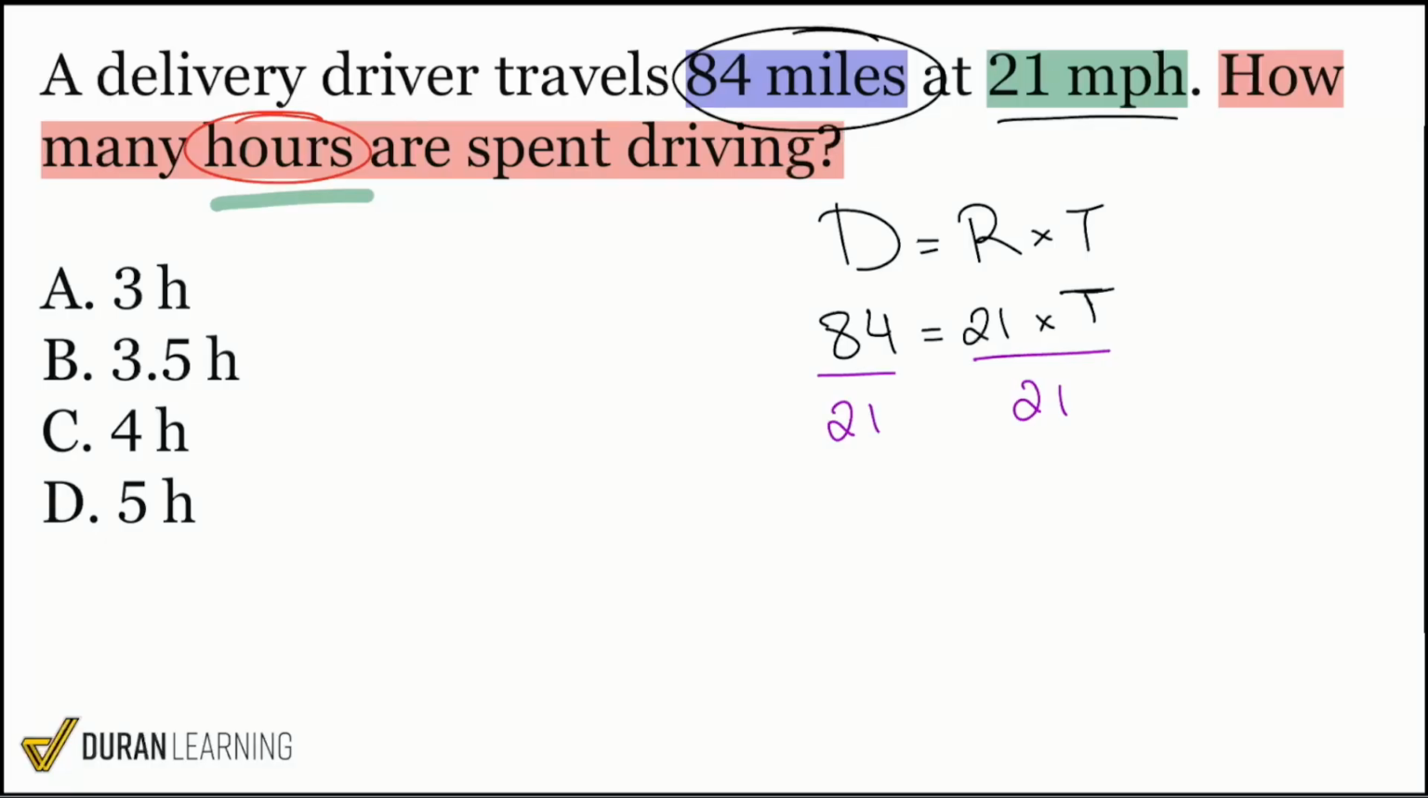Boom, right there. Noticing that it cancels out on the right side. And then we'll just divide 84 by 21. Everyone, 84 divided by 21 leaves us with 4. So the time taken here will be 4 hours. And that makes the correct answer here answer choice C. And there we are.